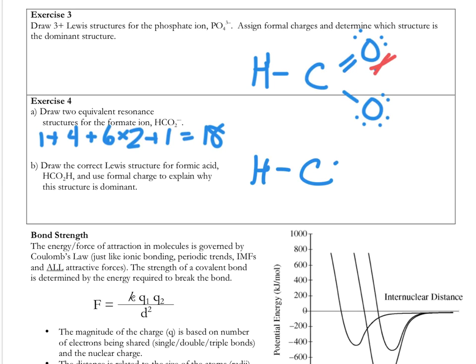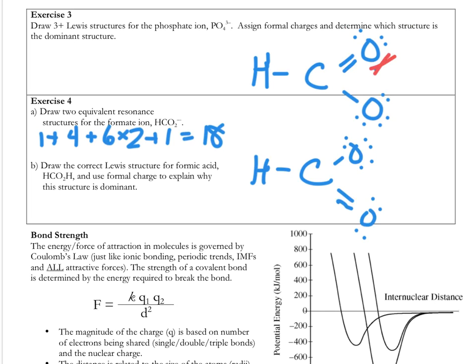Another structure we could draw would look like this. And it's not the prettiest thing, but you get the idea. We could double bond to one oxygen or we could double bond to the other. Both of them use 2, 4, 6, 8, 10, 12, 14, 16, 18 electrons. Both of them have full octets on both oxygens and on the carbon, and both of them are single bonded to the hydrogen. Those are equivalent resonance structures, and we could do the formal charge on those and prove that they're equal.